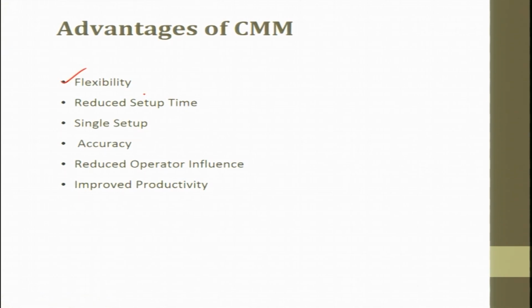Flexibility means we can use it manual or automated. In a manual system there is a big flexibility: whatever we need to measure, if we know some initial, basic information, we can use it according to our requirement. The reduced setup time is there because only the workpiece is to be set on the work table.